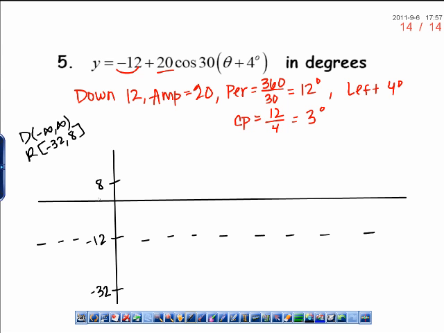Left 4 degrees, and critical points are 3 degrees apart. So I'm going to be right here at negative 4. If I add 3 to that, I'm at negative 1. If I add 3 to that, I'm at 2. You really should put your degrees simple. If I add 3 again, you just keep adding 3. 8, 11, 14, 17, 20.